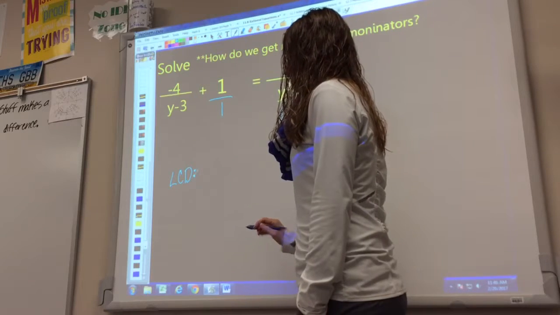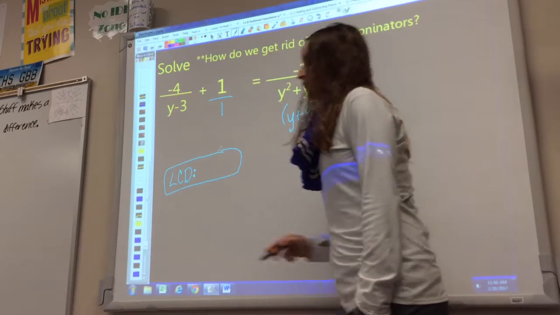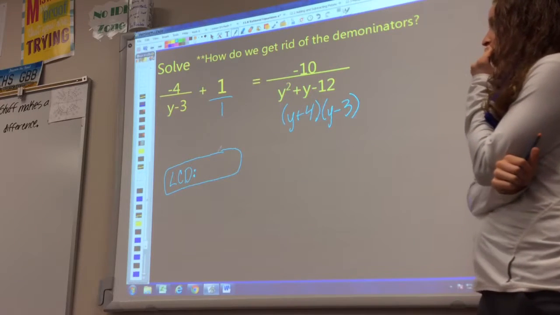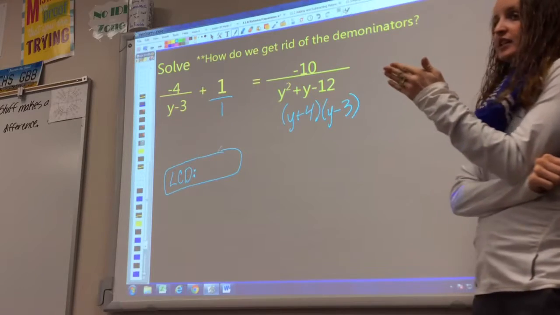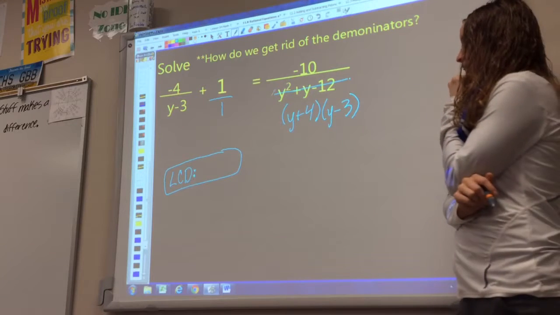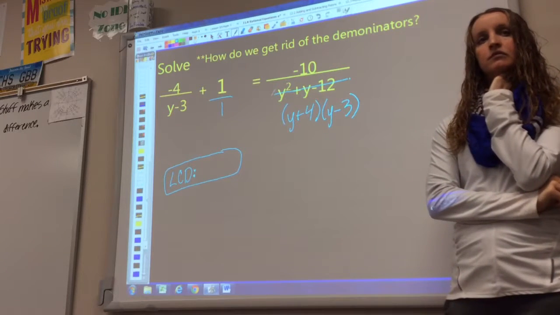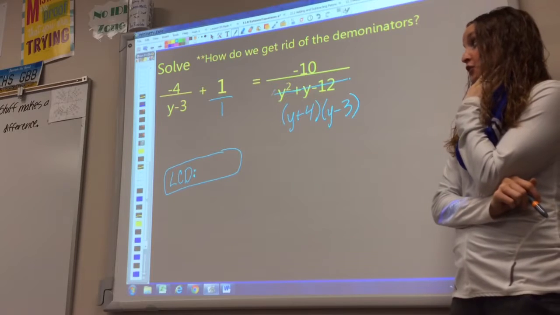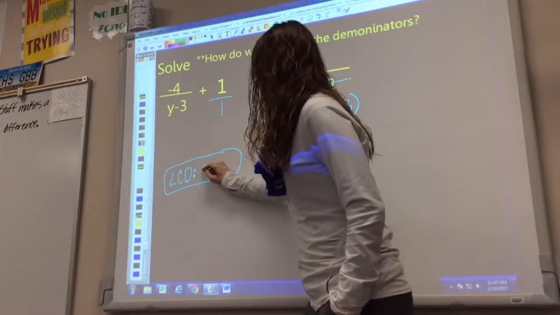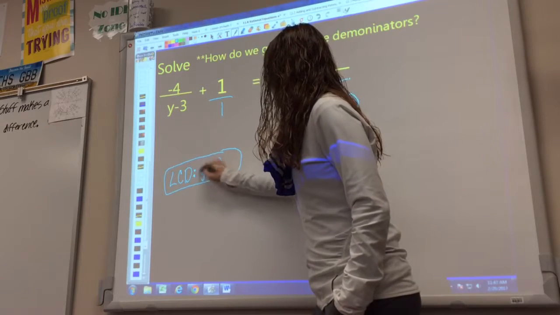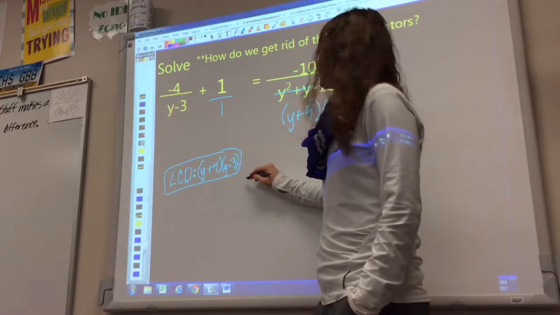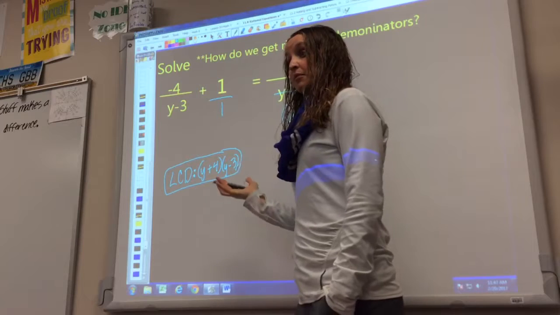Just find the LCD. Because if you don't know how to find the LCD, you will not be successful today. So I'm just asking you guys to write down your LCD for this problem. Anyone willing to share? We have 2 people. Cody, what do you have? Minus 3. Do we need both of those, you guys? Yes. Yeah, we do.